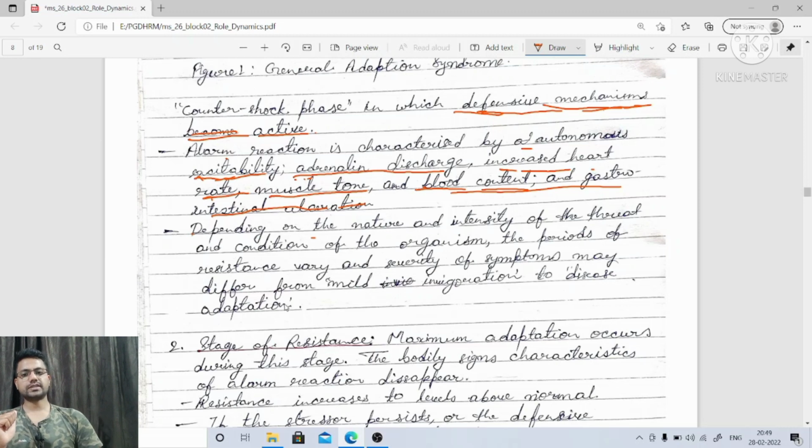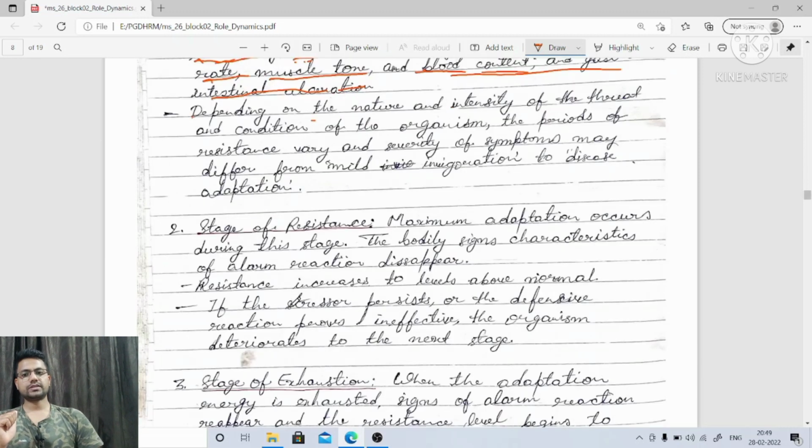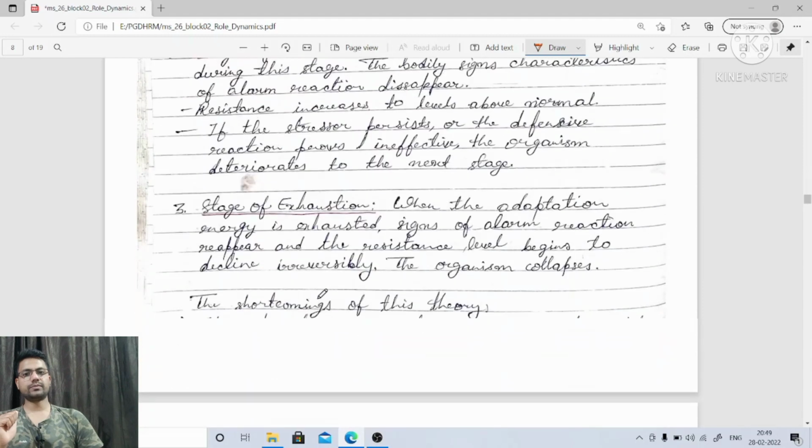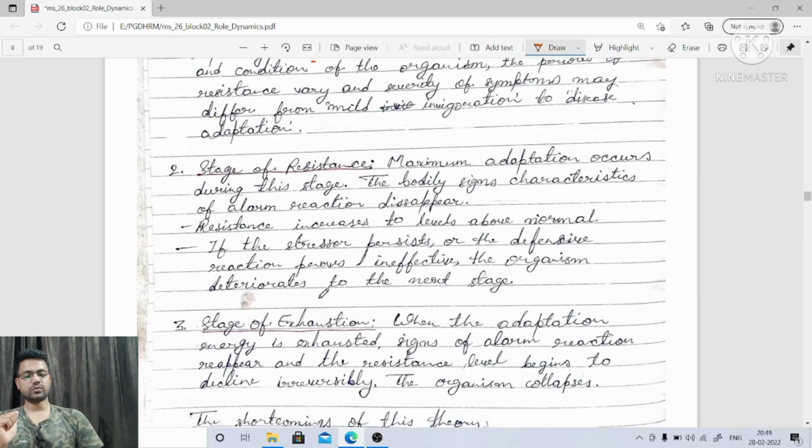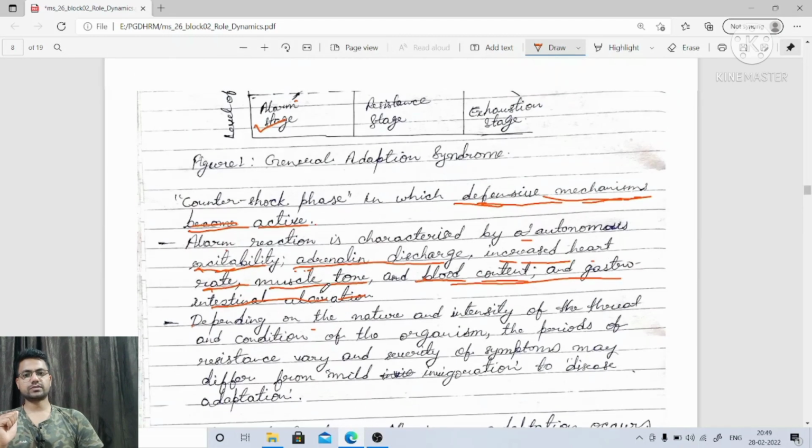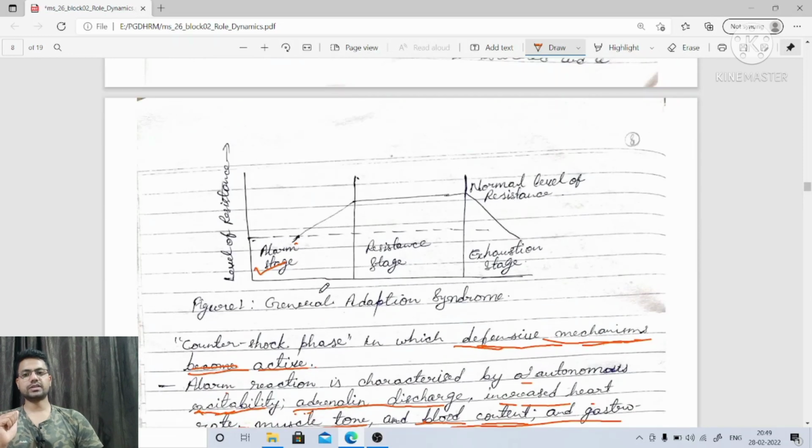So the second stage given is the stage of resistance. So what happens in the second stage? Now whatever is written here, you can see in the alarm stage the resistance is lower. In the resistance stage, the resistance level is highest, and in the exhaustion stage again the resistance is lower.